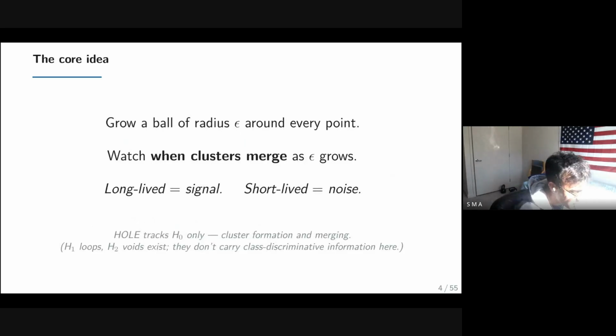So the core idea behind persistent homology is that you have lots of data points and you're trying to grow a ball of radius epsilon around every point, and you watch how the clusters merge as the radius grows. If a cluster is long-lived, it's a signal. If it's short-lived, it's just noise. And in our experiments, we only track H0, which is looking at the clusters, but there are other higher dimensional features such as loops and voids, but we don't look at them necessarily.